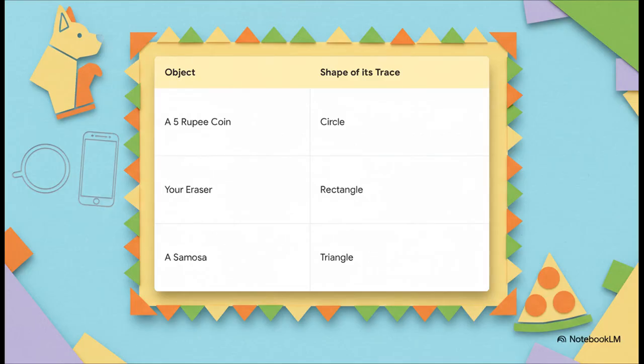And look at this. If you trace a 5-rupee coin, what do you get? A circle. And your eraser? That will probably give you a rectangle. Oh, and my favorite example, a yummy samosa. Trace that, and you've got a perfect triangle. See? Shapes are absolutely everywhere.